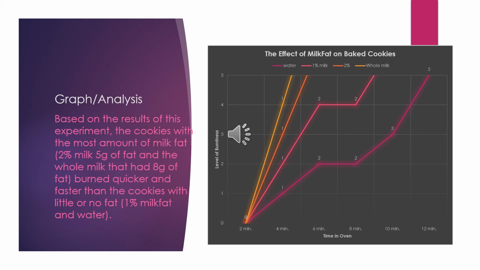Graph and analysis. So the graph shows that based on the results of this experiment, the cookies with the most amount of milk fat, 2% milk with 5 grams of fat, and the whole milk that had 8 grams of fat, burned quicker and faster than the cookies with little or no fat, meaning the 1% milk fat and water.